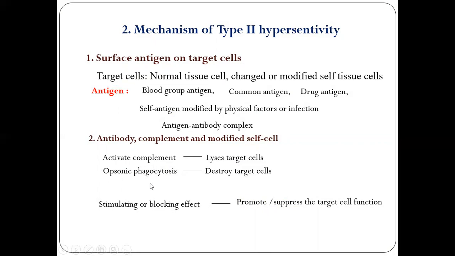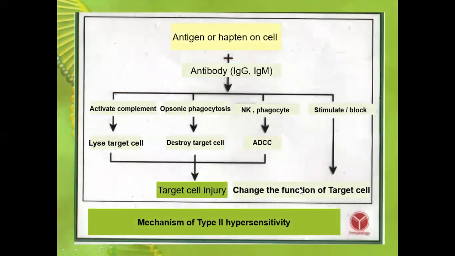These complements have the ability to lyse the target cells. And opsonic phagocytosis. Opsonins are the substances which enhance the phagocytosis. Phagocytosis is the mechanism involved in macrophages, neutrophils, etc. With this process, it causes destruction of the target cells. So the stimulating or blocking effect is by promoting or suppressing the target cell functions. And this is the mechanism of type 2 hypersensitivity reaction.